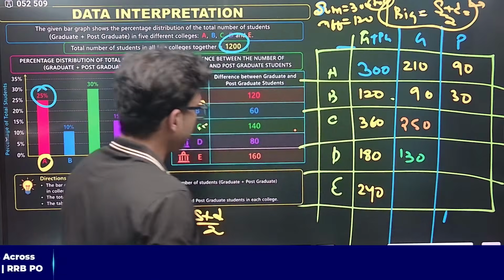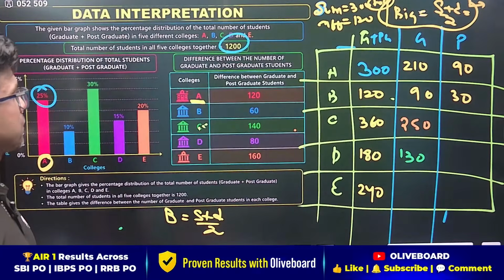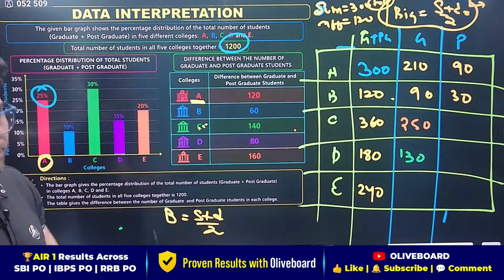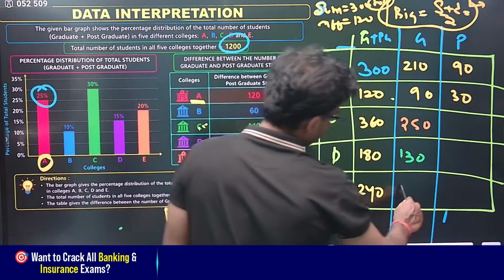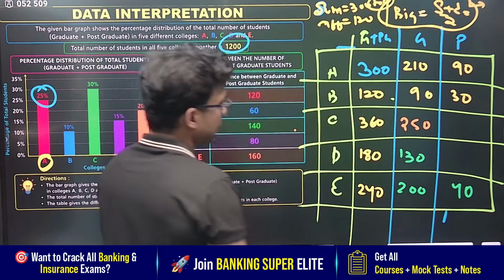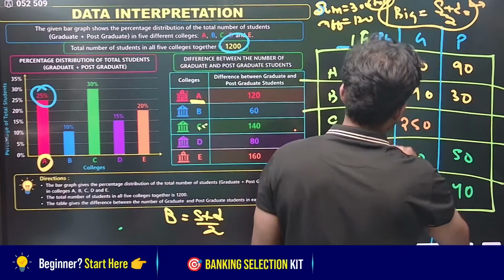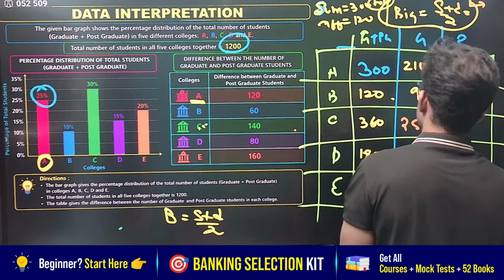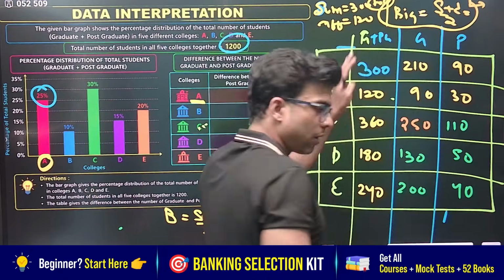Now 240 plus 160 means 400, and 400 by 2 means 200. So this is 200 and this would be 40, correct? Now this is 180, this would be 50, correct? This 50 will become 300 and 60 means this is 110. All the charts are clear now.